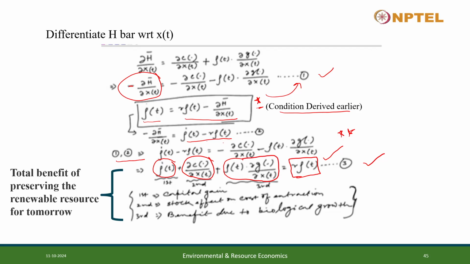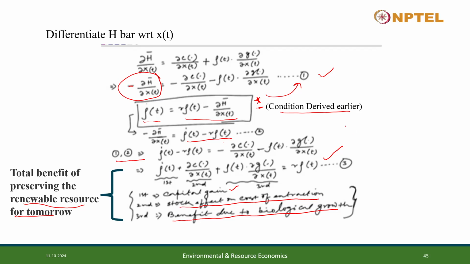Now this whole equation number 3 gives us the total benefit of preserving the renewable resource for tomorrow. The first component is the capital gain component of keeping the resource for the future. The second component is the stock effect on the cost of extraction, that is, what the effect of the stock will be on your cost of extraction. And the third component is the benefit due to biological growth. Because you have a certain stock, your growth of fish will be higher. So these are the three benefits we have derived in the renewable cases.